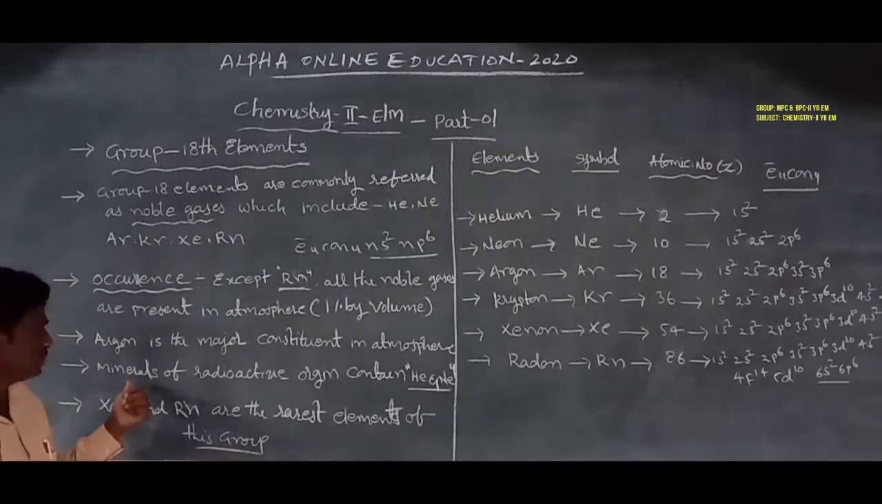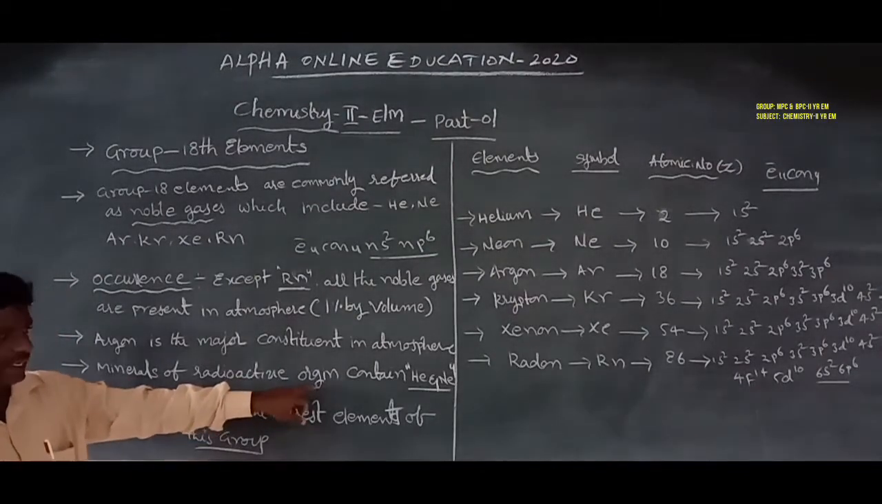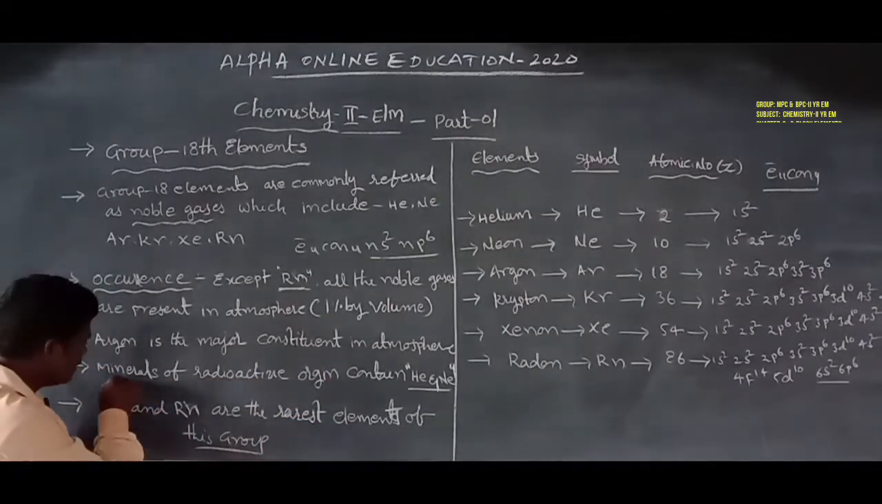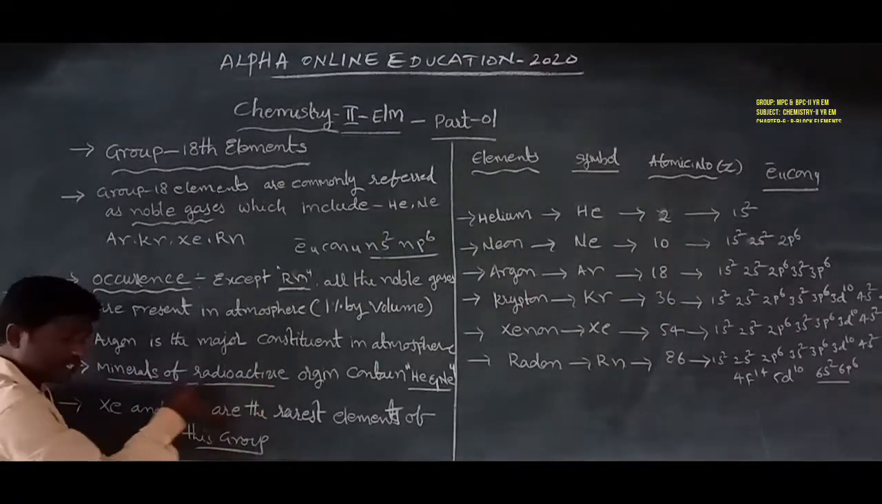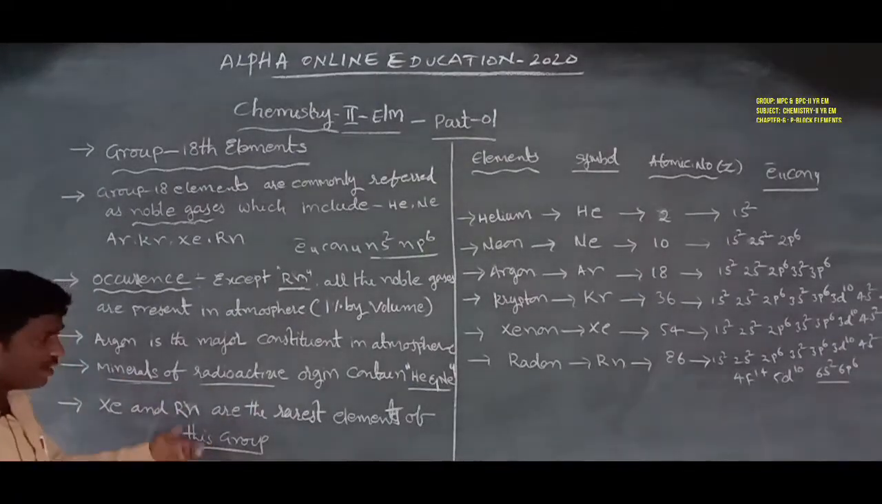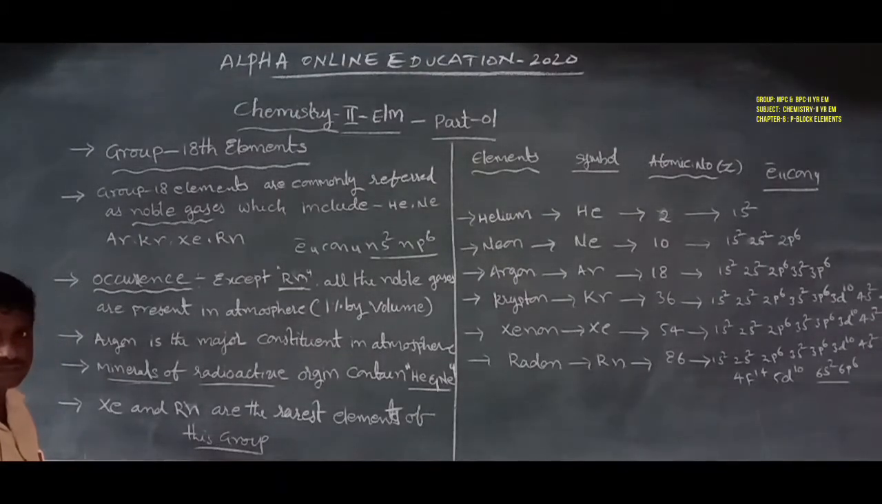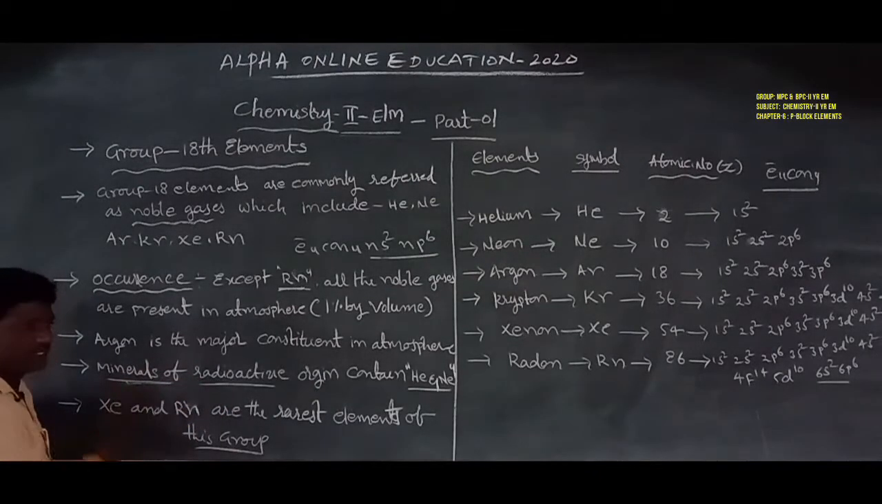Next, minerals of radioactive origin contain helium and neon. Which mineral? A radioactive mineral. The radioactive origin minerals contain helium and neon.